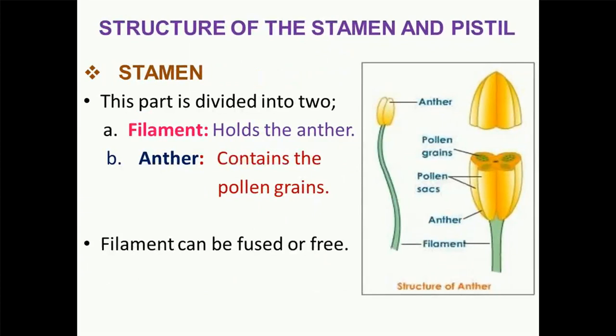We are going to be discussing the structure of the stamen and the pistil, and so we start by looking at the stamen. Remember that the stamen is the male reproductive organ of a flower. The stamen is divided into two. The first one is the filament, which is a tube-like structure.